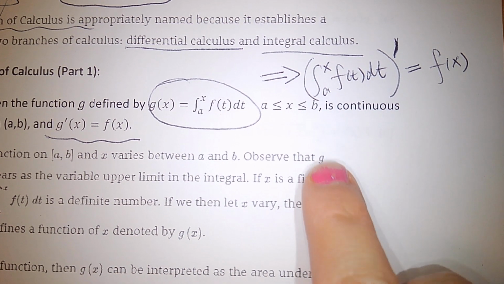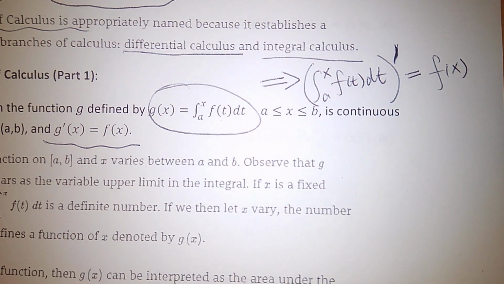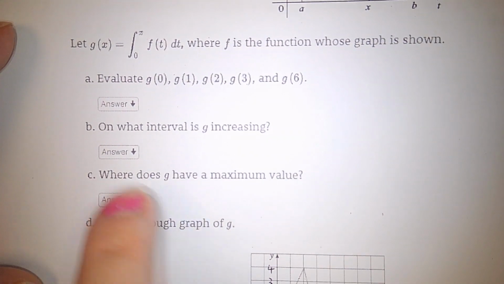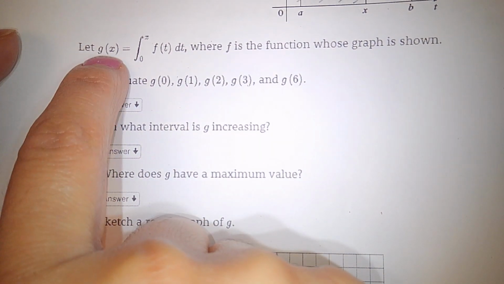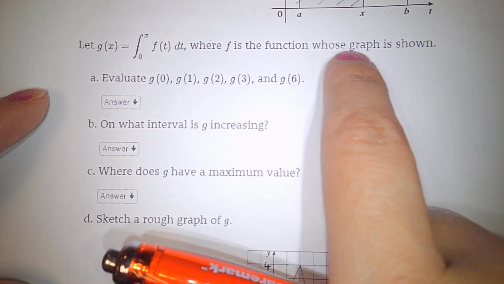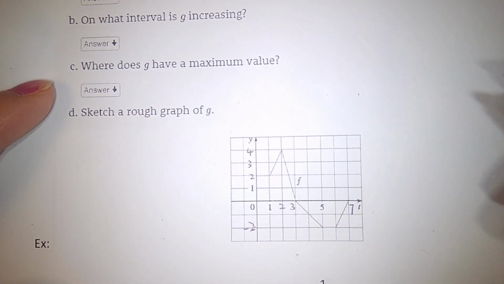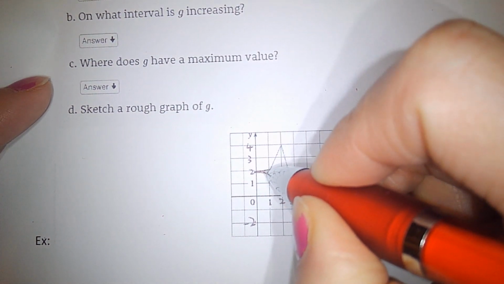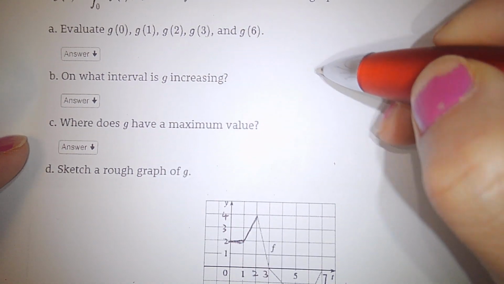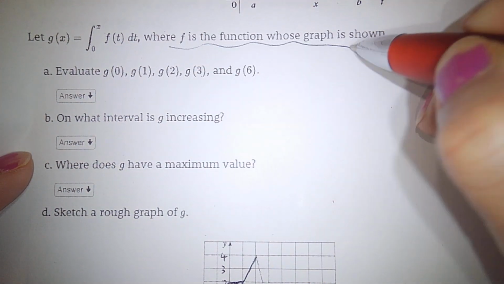All right, now let's look at some practice questions. Our g of x is defined as the integral from 0 to x of f of t dt, where f is a function whose graph is shown below. The function f is shown here.